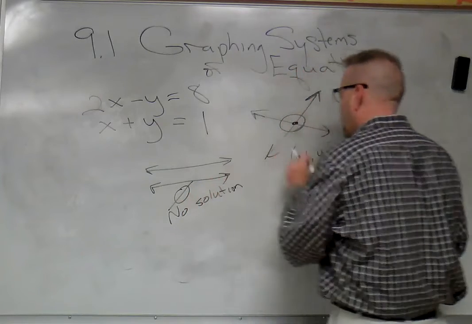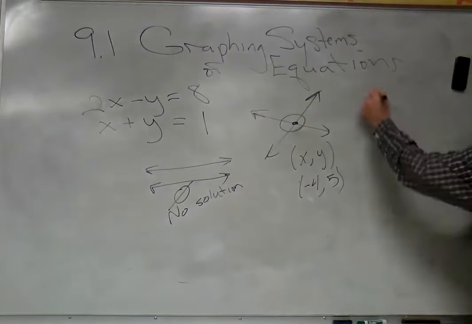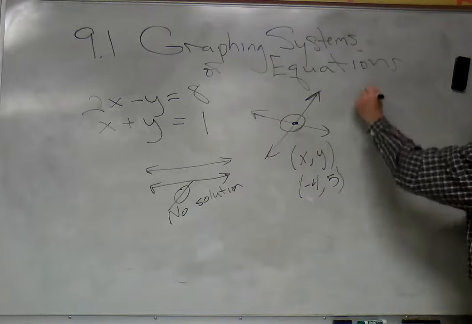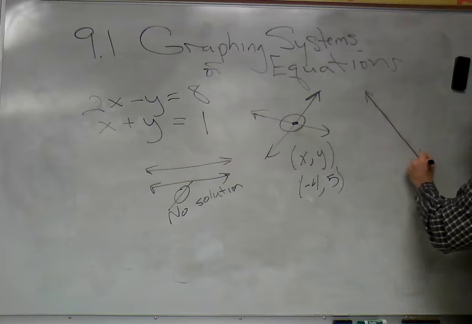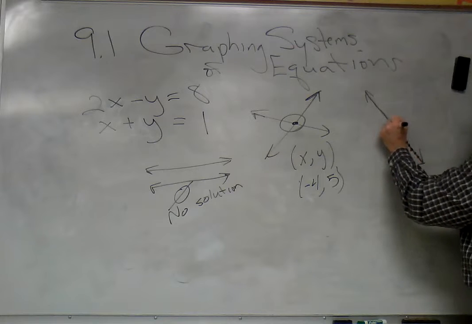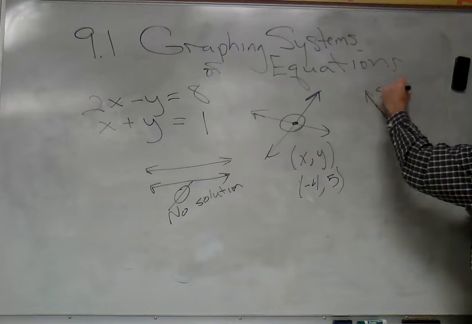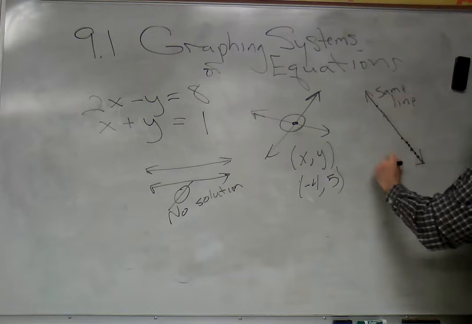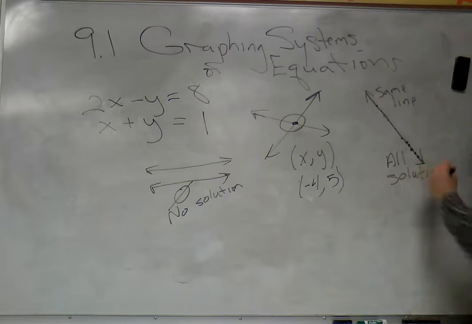So you can have it where we have 1 point, we could have 0 points, or we could have it where we graph one line, and then we graph the second line, and it's exactly on top. So we have a point here, point here, point here, endless number of points. So what this one's called, if they are the same line, the answer is all solutions. So no matter what you would choose, they would still work.